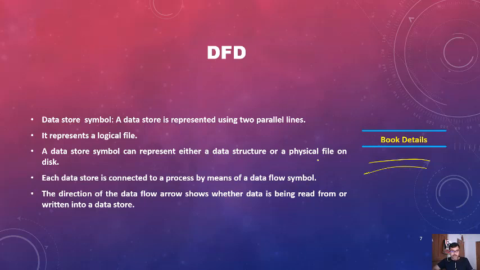A data store can be represented either as a data structure or a physical file on disk. Each data store is connected to a process by means of a data flow symbol. The direction of the data flow arrow shows where the data is being read from or written into a data store.